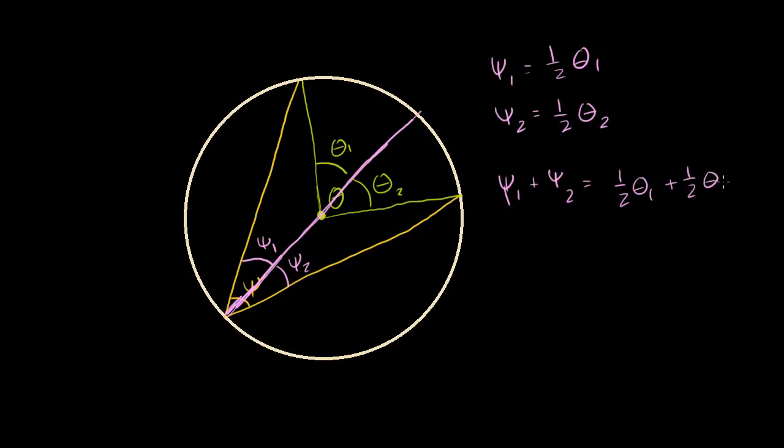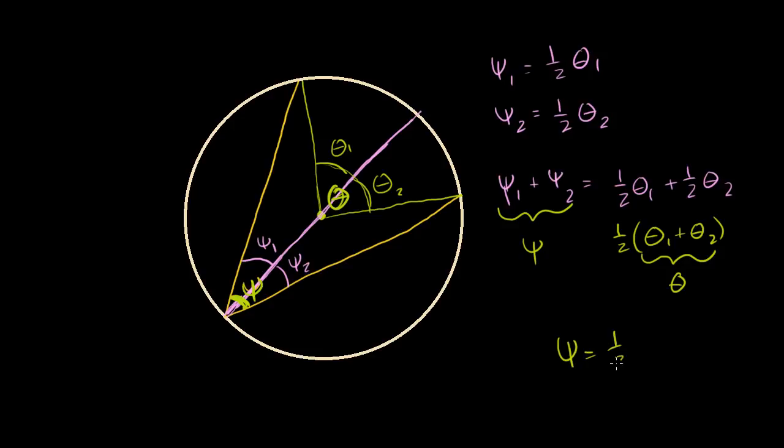1/2 theta 2. Psi 1 plus psi 2 is equal to the first inscribed angle that we want to deal with, just regular psi. That's psi. And this right here is equal to 1/2 times theta 1 plus theta 2. What's theta 1 plus theta 2? Well, that's just our original theta that we were dealing with. So now we see that psi is equal to 1/2 theta.